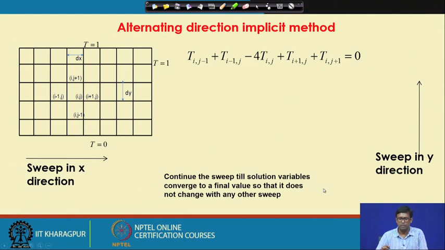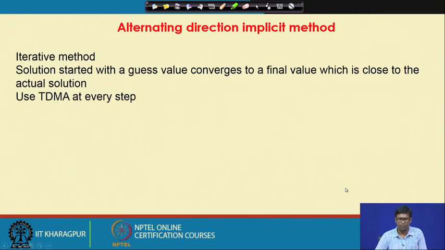This is very useful, because we can get the solution much more quickly than with Gauss elimination or the LU decomposition method. This is called the alternating direction implicit method. It is also an application of TDMA. This is an iterative method: the solution starts with a guess value and converges to a final value close to the actual solution, and it uses TDMA at every step.